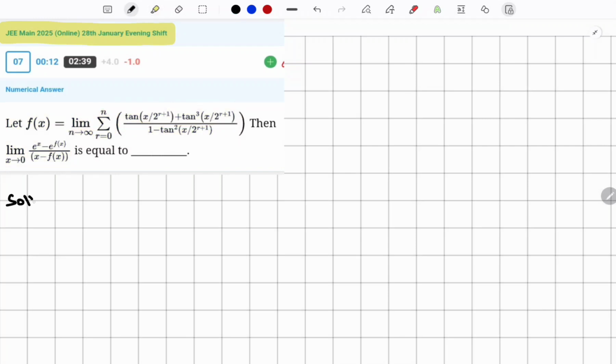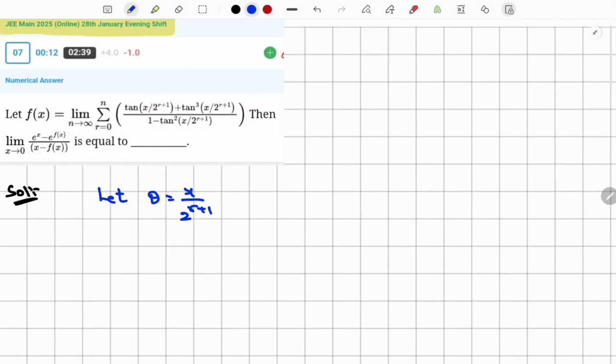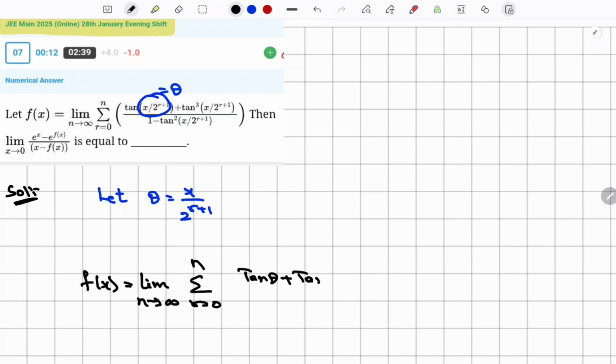Now let me solve this question. First of all, to make it easy, let theta equal to x by 2^(r+1). Means this value is equal to theta. Then my f(x) is limit n tends to infinity, sigma r equal to 0 to n, of [tan theta plus tan³ theta] whole divided by [1 minus tan² theta].